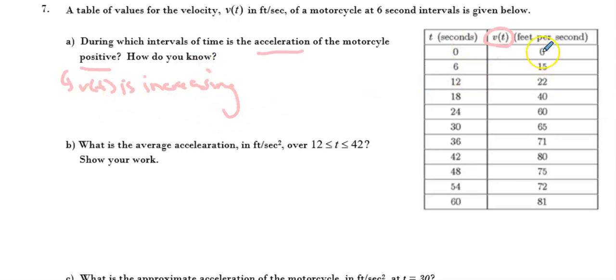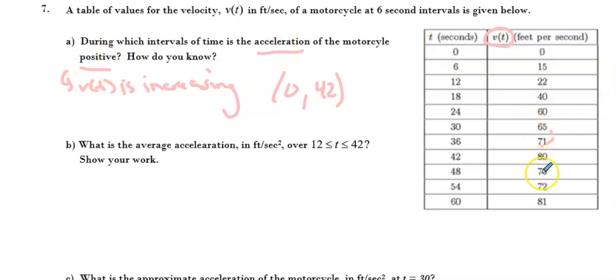Well, from 0 to 6, it's going from 0 to 15, so it's increasing. From 6 to 12, it's increasing, positive, increasing, increasing, and then all of a sudden, at this interval it does not. So from 0 to 42, and again, if you really wanted to, you could plot these points and you would see that as you go from 0 to 42 your y value is increasing, therefore your slope is positive, therefore your acceleration is positive.